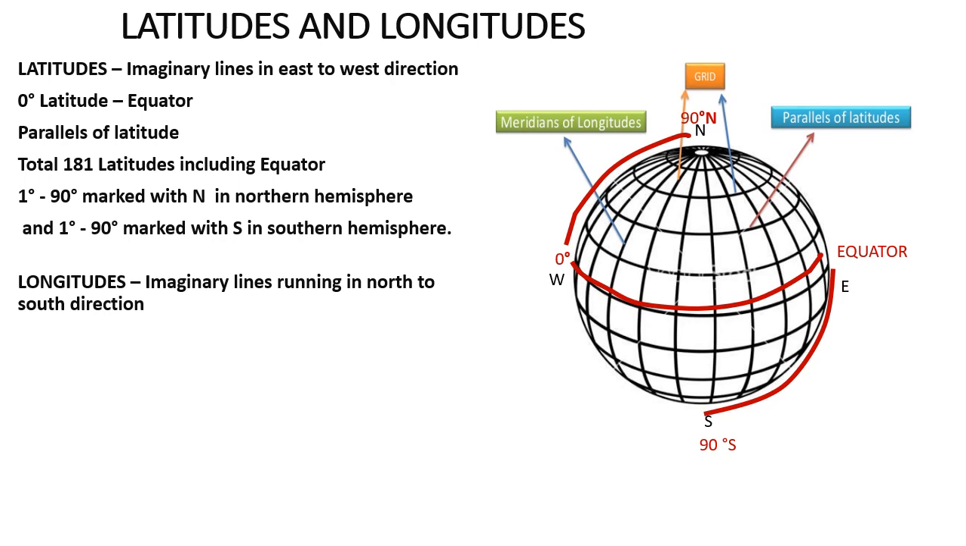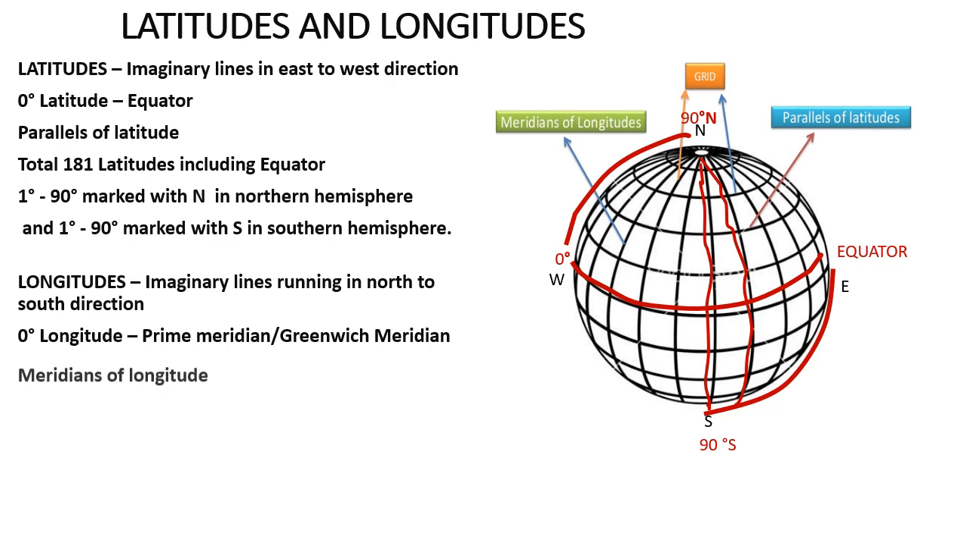Longitudes are imaginary lines which run in north to south direction by joining two poles, from pole to pole. Latitudes are full circles but not equal in length, and longitudes are half circles but equal in length as they cover the same distance from the North Pole to the South Pole. 0° longitude is also known as the prime meridian or Greenwich meridian. 0° latitude is called the equator and 0° longitude is called the prime meridian or Greenwich meridian.